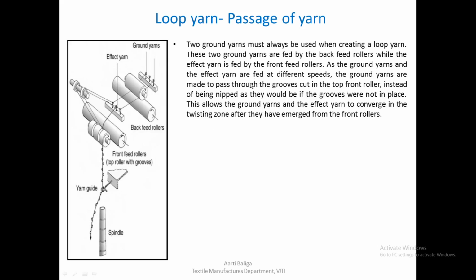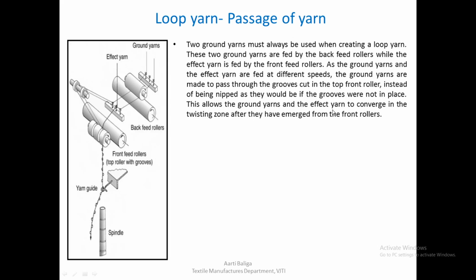As the ground yarns and the effect yarns are fed at different speeds, the ground yarns are made to pass through the grooves cut in the top front roller instead of being nipped, as they would be if the grooves were not in place. So these grooves have an important function here, because the effect yarn in case of loop yarn would be fed to the extent of 200% higher than the ground yarns, and therefore the speed of this particular pair would be higher than that of the back roller speed, and that's why the grooves help in not controlling the ground yarns by the front roller pair.